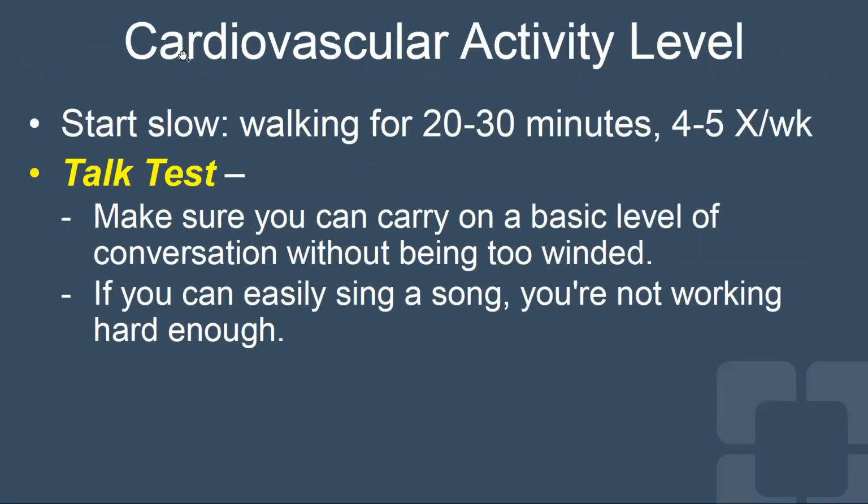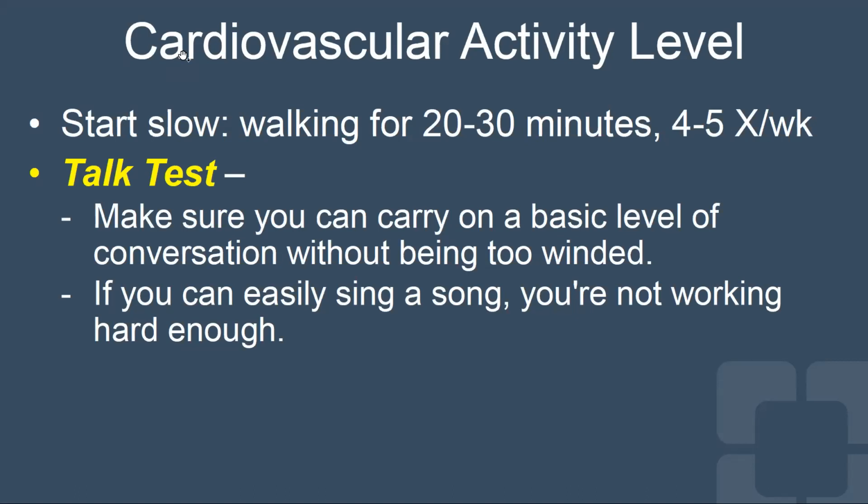Cardiovascular activity level, we always tell people start slow. Walking 20 to 30 minutes, 4 to 5 times a week is a really good start. We have something called the talk test.